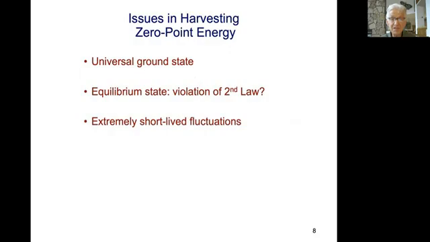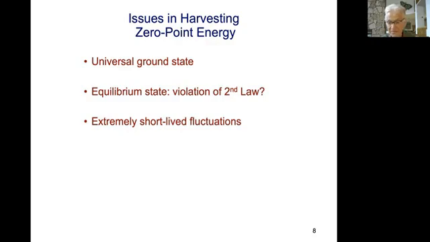Okay, so what are the issues in harvesting zero-point energy? There are really three main issues that I've put together that really are the objections from the scientific community, saying that you really cannot harvest it and use it. One of these says that it's the universal background state. Everything has zero-point energy, and therefore there's no tilt to it, there's no flow to it, it's uniform everywhere. The second one is that it's an equilibrium state. And so in order to harvest it, you'd be violating the second law, as I mentioned earlier.